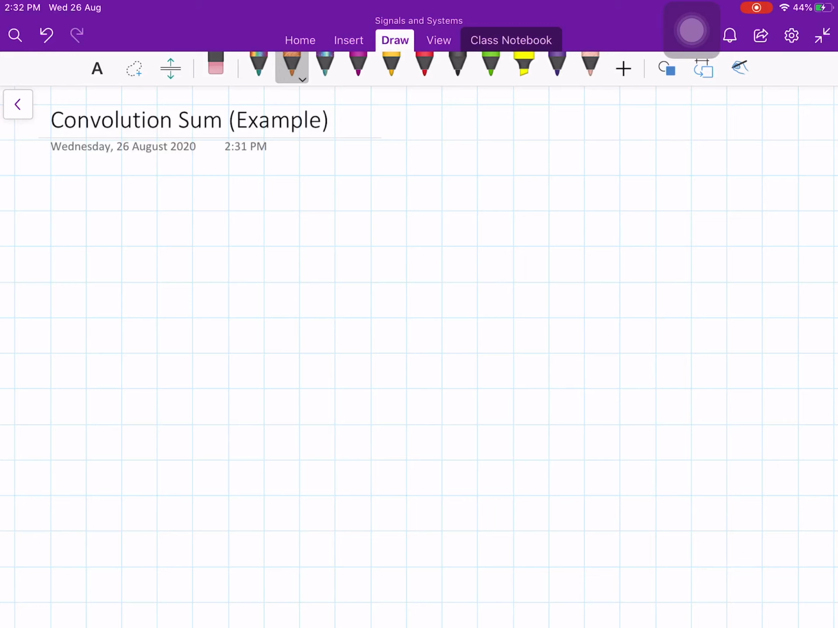Let me consider a simple example for a convolution sum. Okay, so let us try to find out the convolution of delta of n with a simple, basic signal. Let me take u of n just for the purpose of understanding. So delta of n convolved with u of n. Now what is the result for this?